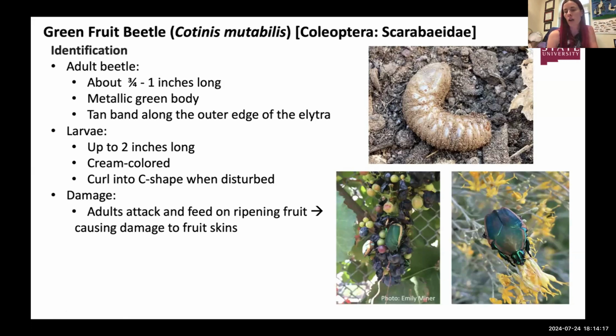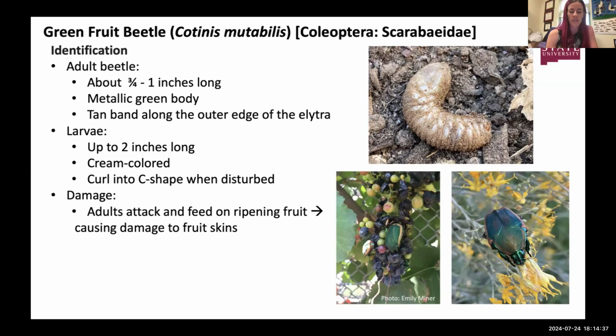They're about an inch long, pretty big, pretty bumbling. They're green. They got that tan line on the edge of their elytra. The grubs are pretty distinctive looking. They're big and juicy looking. They can be up to 2 inches long, cream colored. When disturbed, they'll go into a C shape.